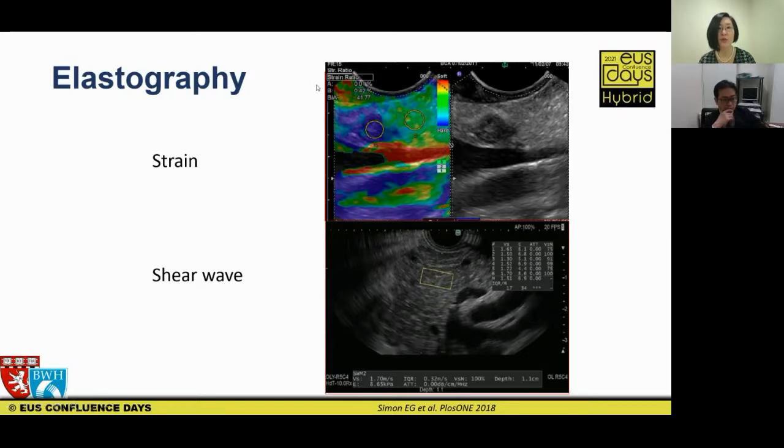And how that is performed is you take your area of interest, draw a circle around it, and then you take a reference area. And the ratio of the two leads to the strain ratio. The higher the ratio, the firmer the tissue is.